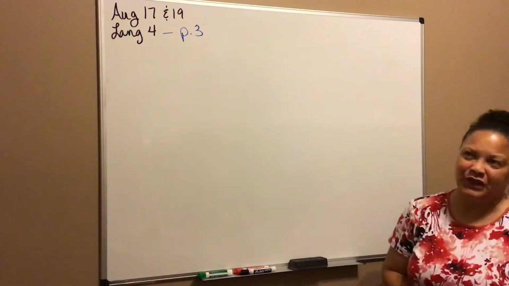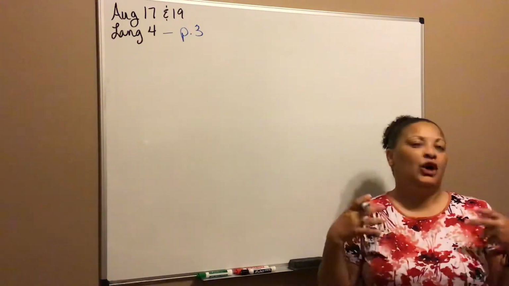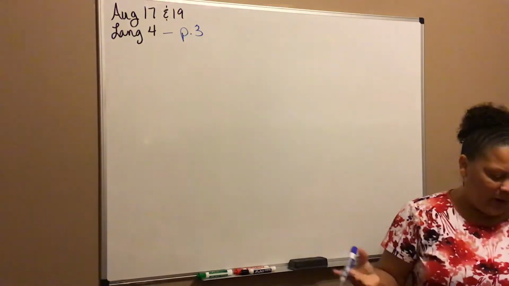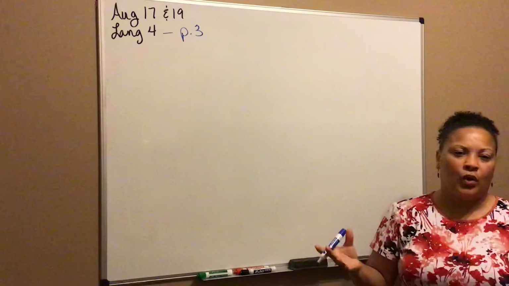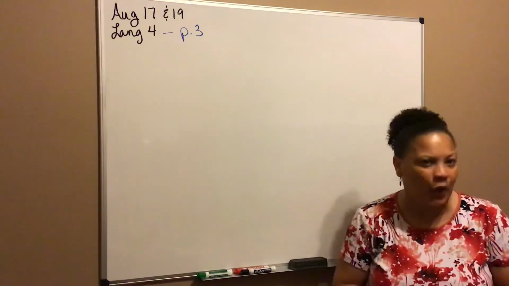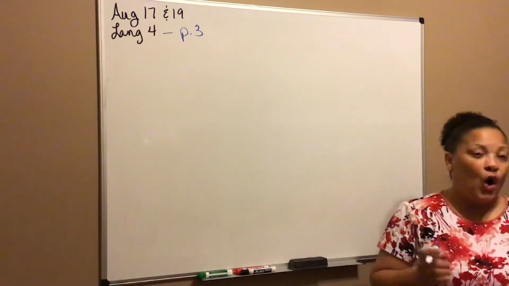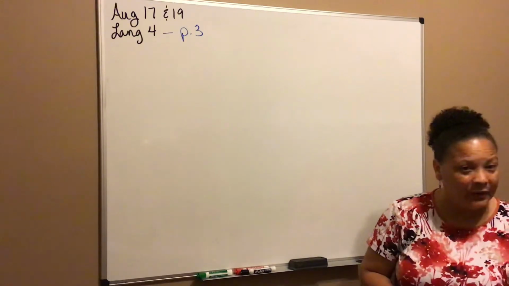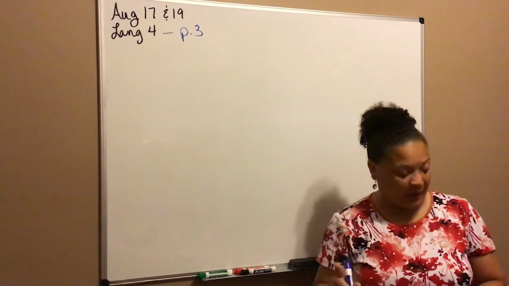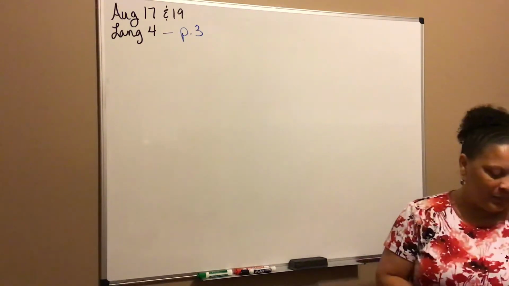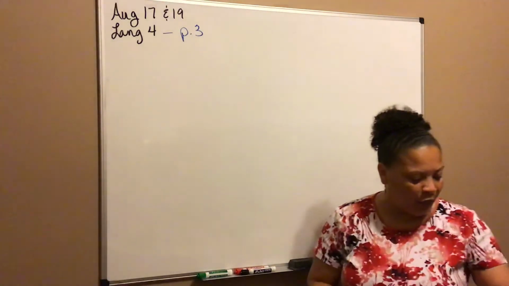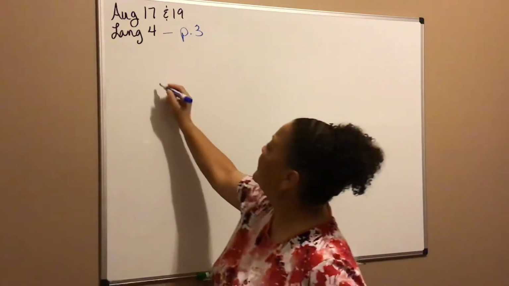So the definition of a sentence is a group of words that expresses or makes a complete thought. It always begins with a capital letter and always ends with a period. So, our example is the earth revolves around the sun.